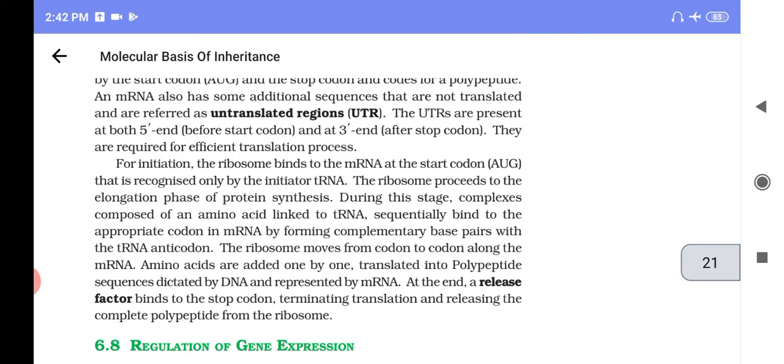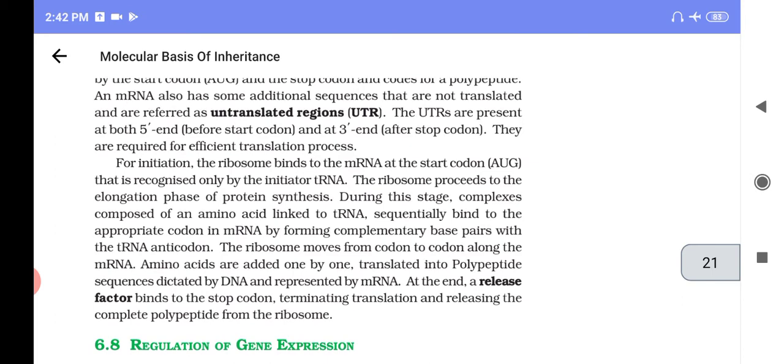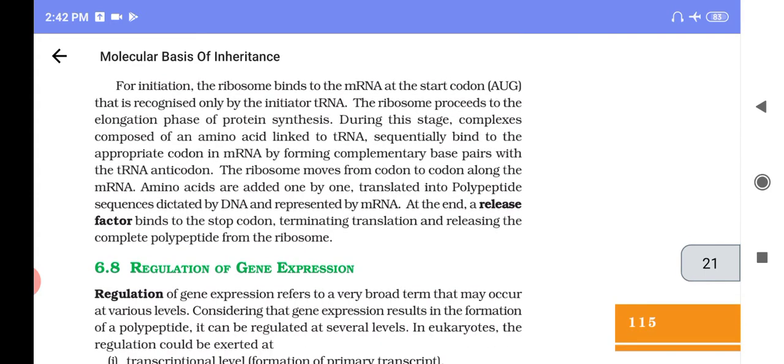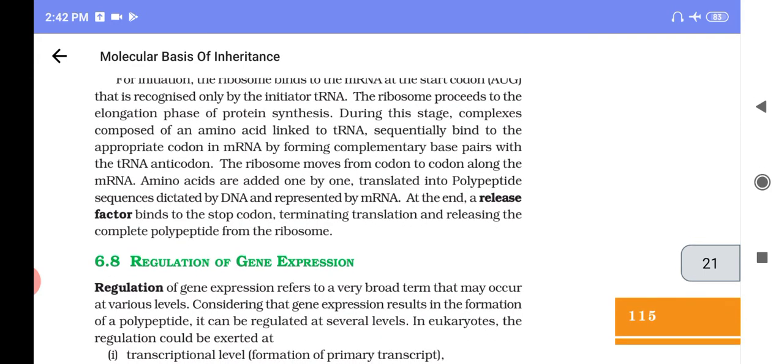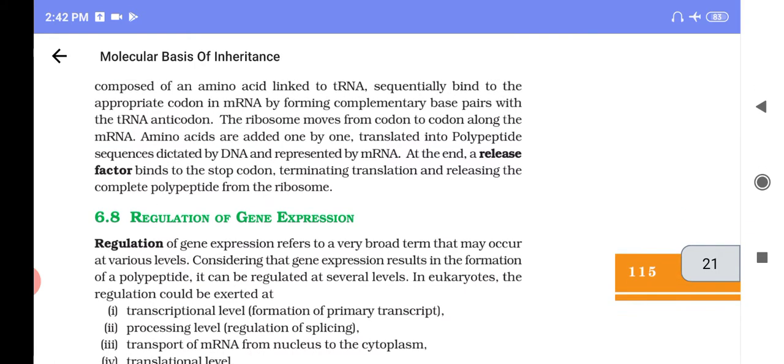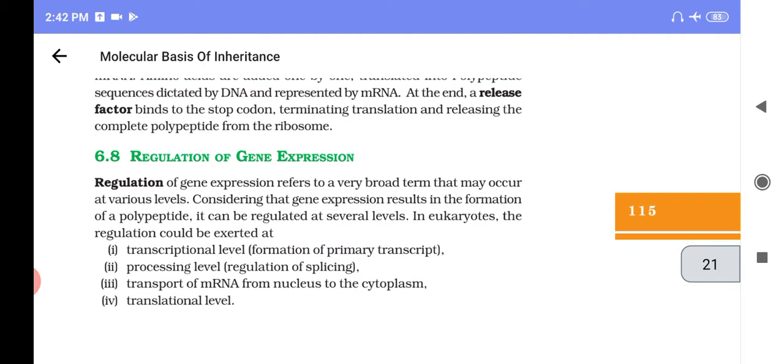The ribosome moves from codon to codon along the mRNA. Amino acids are added one by one, translated into polypeptide sequences dictated by DNA and represented by mRNA. At the end, a release factor binds to the stop codon, terminating translation and releasing the complete polypeptide from the ribosome. Regulation of gene expression.